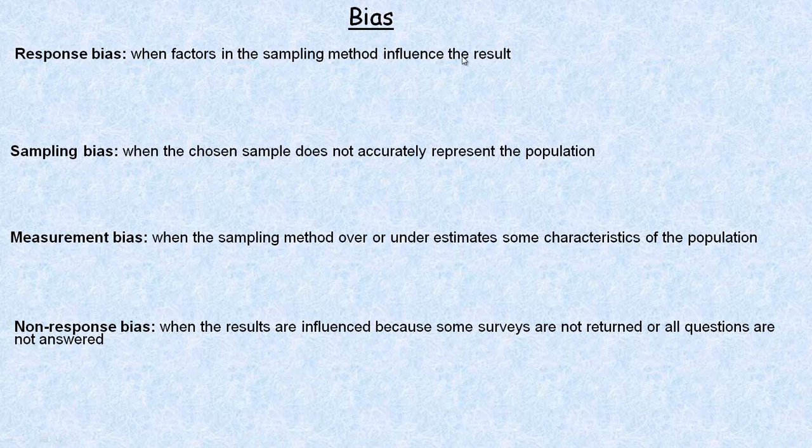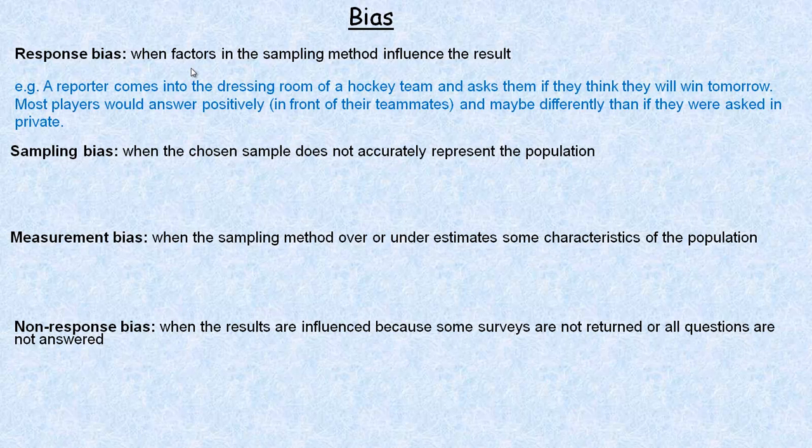In this tutorial, we're going to take a look at bias. There's 4 kinds of bias we're going to talk about on the first page, and the first is response bias. Response bias occurs when there's some factors in the sampling method that influence the result. For example, a reporter comes into the dressing room of a hockey team and asks them if they think they will win tomorrow. Now, most of the players would probably answer affirmatively or positively in front of their teammates, but they might answer differently if they were asked in private.